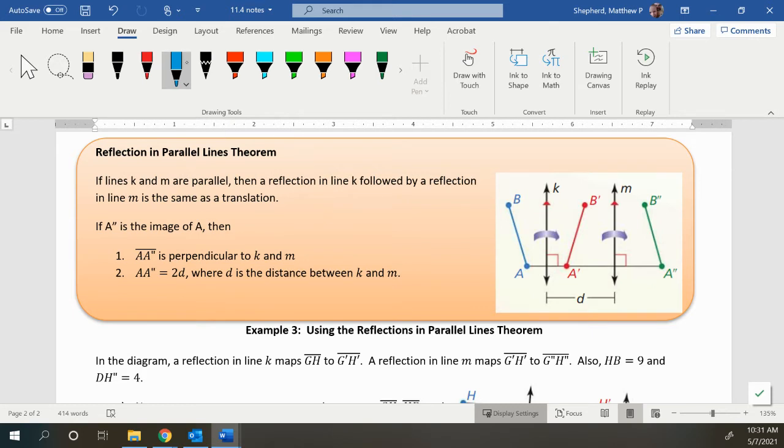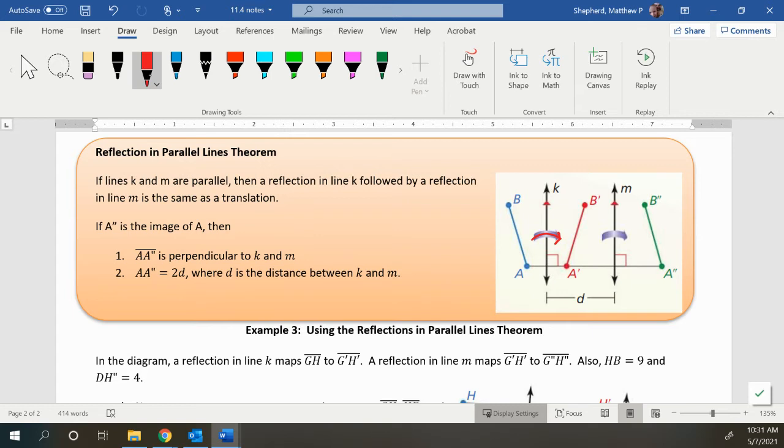Okay, well, it looks like a translation, like it was just moved to the right. And that would be correct. So what creates this is 2 reflections. So first, we reflect over k. Now, one thing that happens in a reflection is your left becomes right, your right becomes left, just like when you look in the mirror. Same thing happened here. This was going up and to the left. Now it's going up and to the right.